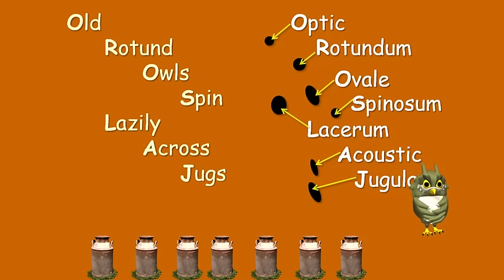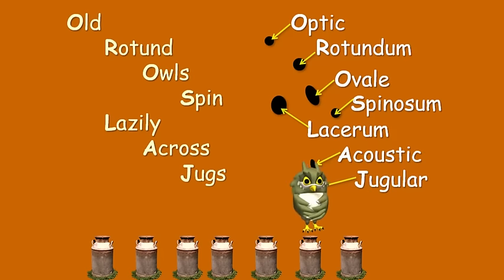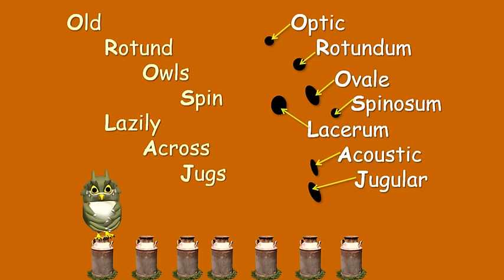And yes, that's a really silly image to picture in your mind's eye. But it turns out that if you can picture an image, and the sillier the image is, the better, that's going to help us remember things even better than just remembering the phrase. So remembering the phrase itself is helpful, but remembering a visual image, a silly visual image that goes along with it, that's going to make it even easier to remember. So old rotund owl spin lazily across jugs, that's our image.